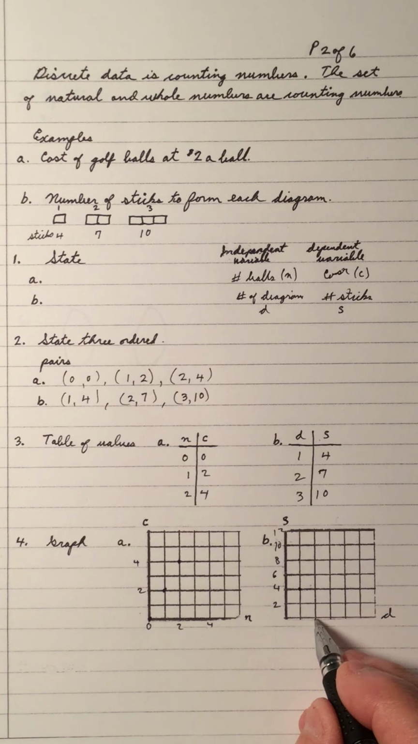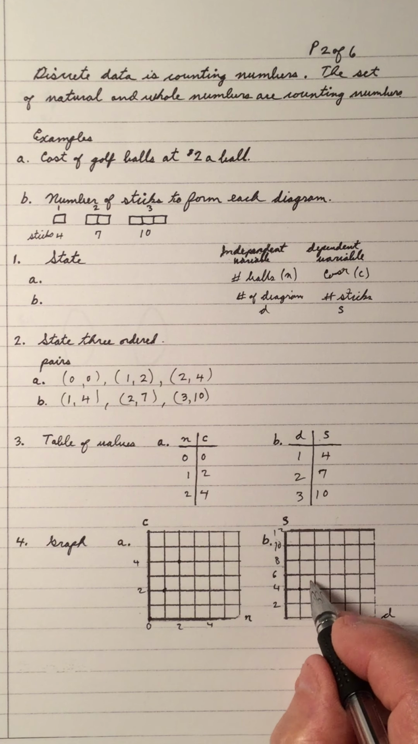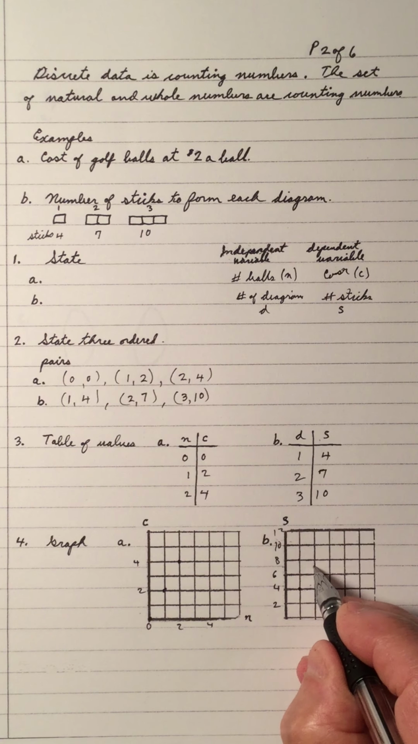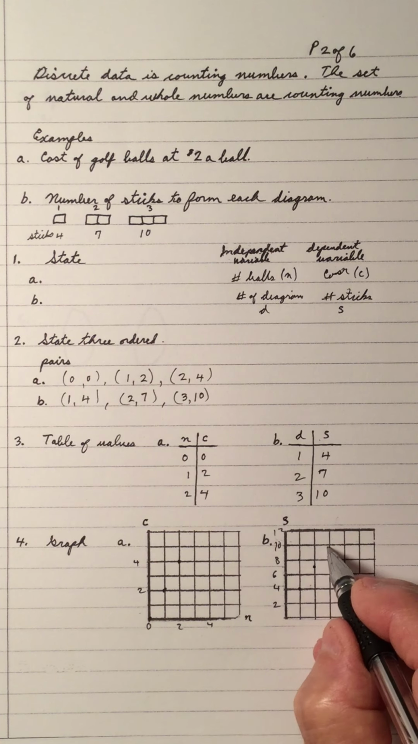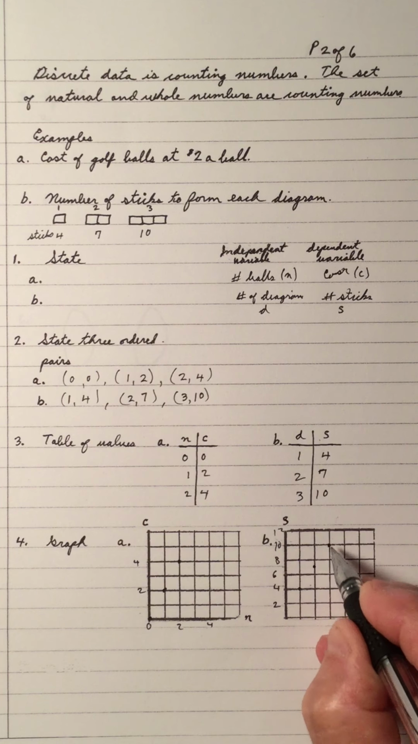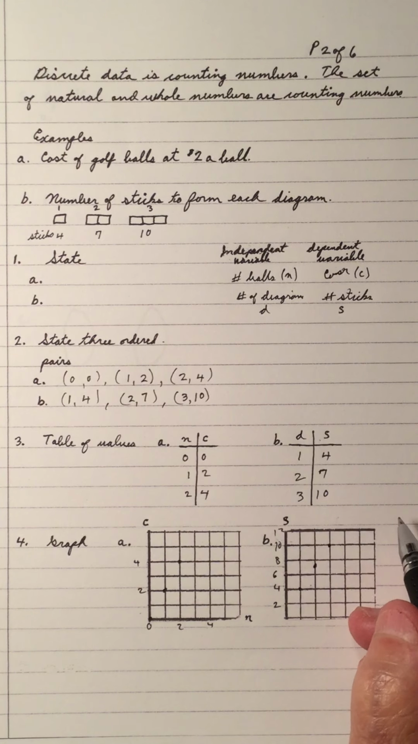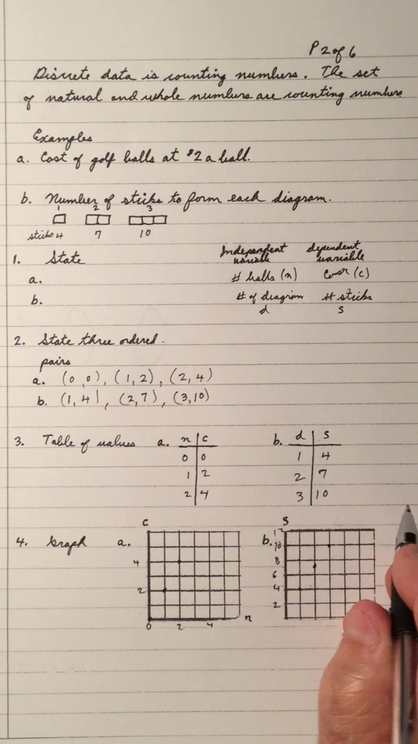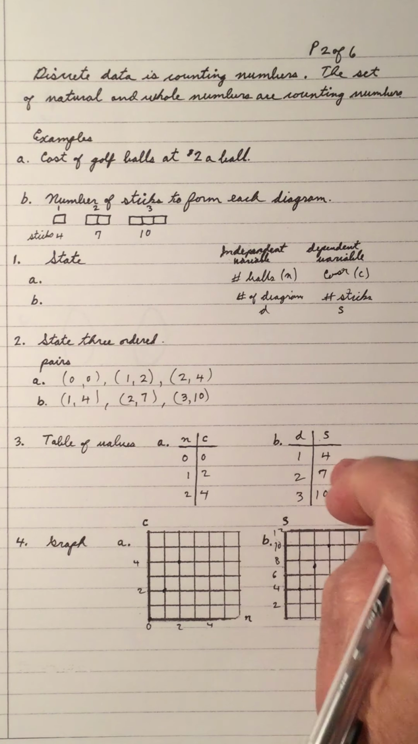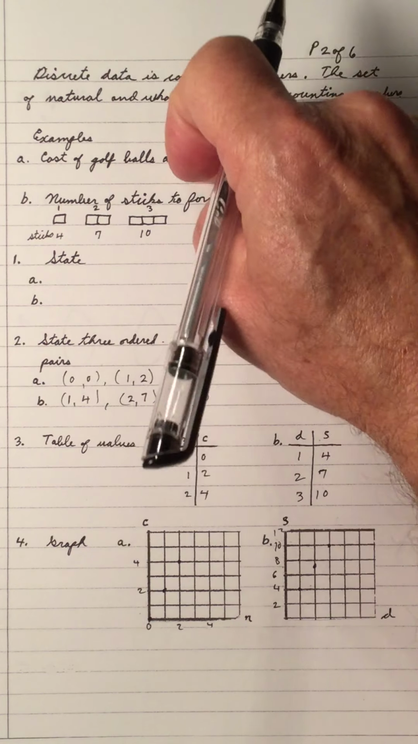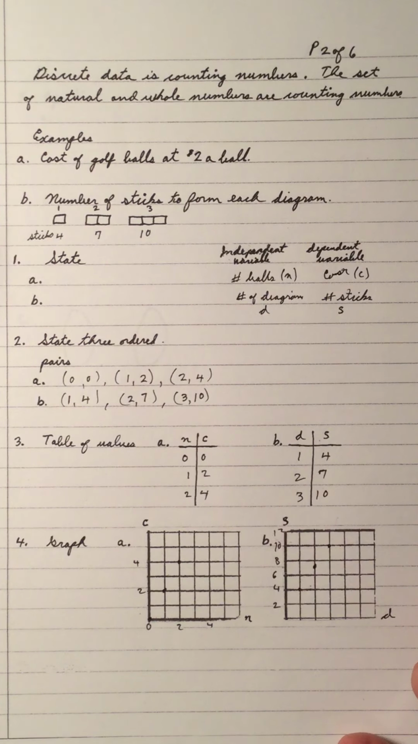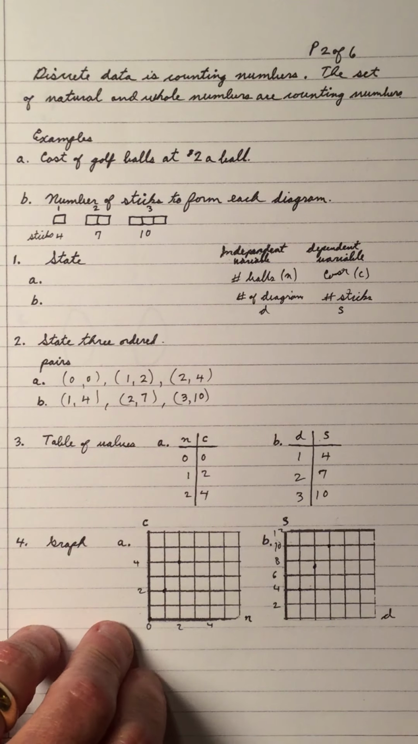Diagram 2 would have 7 sticks. So that's 6, 7 is right in the middle of the 6 and the 8. And diagram 3 has 10 sticks. So you can see again, these are dots representing what you call discrete data in relation to the two of these sentences. Okay, let's continue.